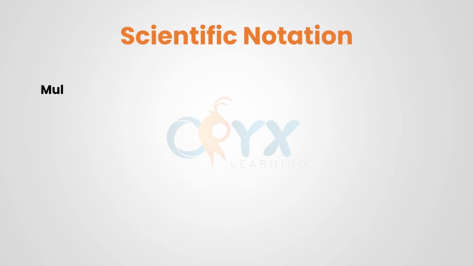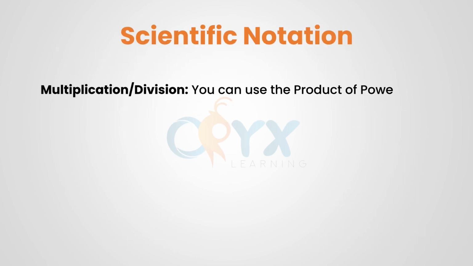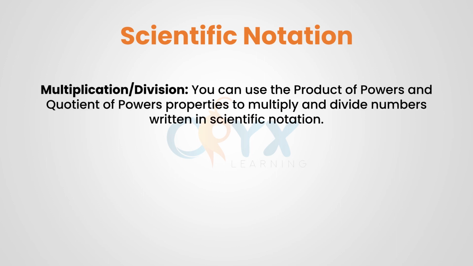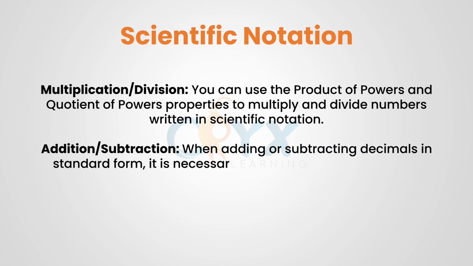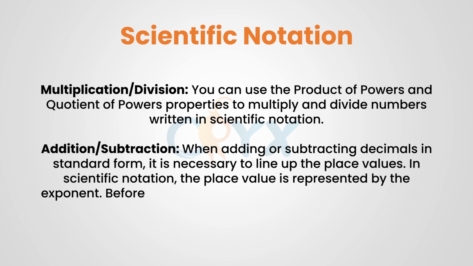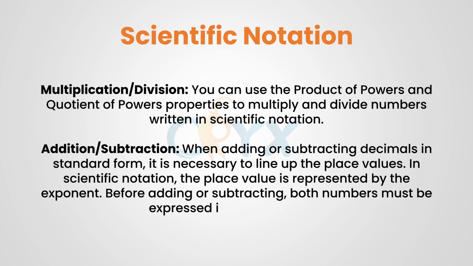In review, you can use the product of powers and quotient of powers properties to multiply and divide numbers written in scientific notation. When adding or subtracting decimals in standard form, it's necessary to line up the place values. In scientific notation, the place values are represented by the exponent. Before adding or subtracting, both numbers must be expressed in the same form.